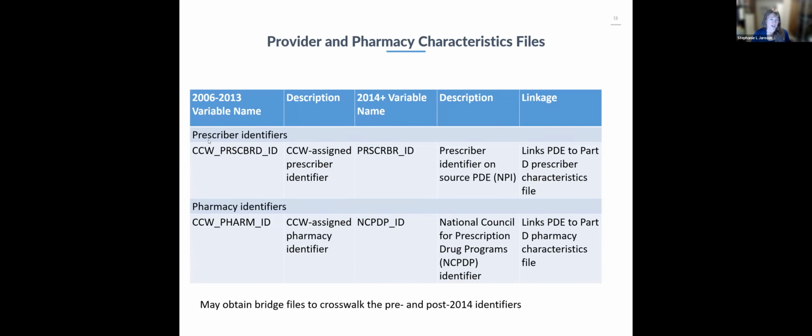as I mentioned, to link to the prescriber file, we had in 2006 to 2013 the CCW prescriber ID. And for the pharmacy, we had CCW Pharm ID. Once we move into 2014 data and later, now we have an actual prescriber ID and an NCPDP ID that you can use to link to the pharmacy characteristics file or the prescriber characteristics file.